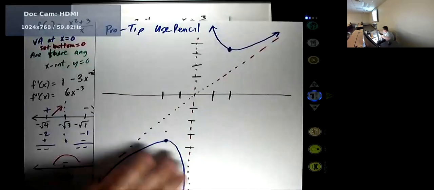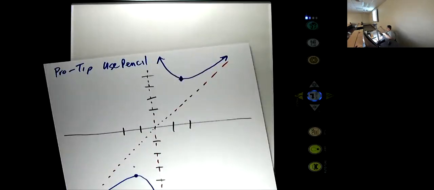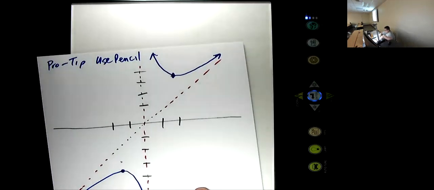Okay, so a little bit more to add to this graphing. I've got a lot of pages for this section. Let's take a break. You guys need a break? Let's take a break.